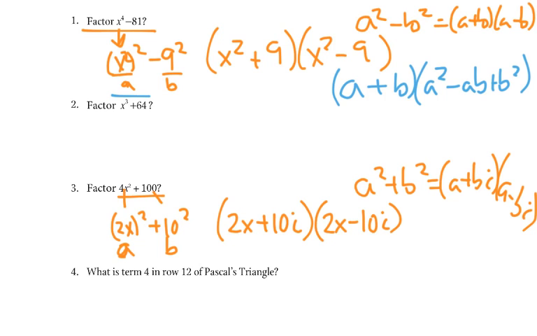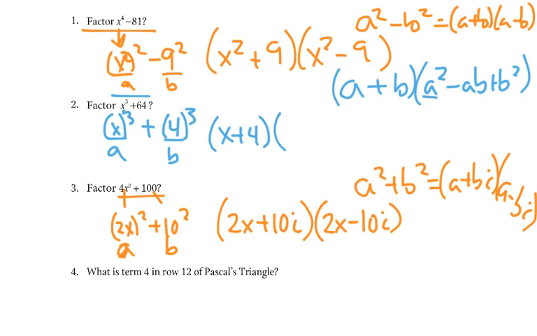Okay, so what cubes are we dealing with here now? So this would be x cubed plus 64, which would be 4 cubed. So we'd have a and b, so we'd go x plus 4 times, well, a squared, a is x, so x squared, minus a times b, x times 4, so 4x, plus b squared, so 4 squared, 16, and that's what our answer is right there.